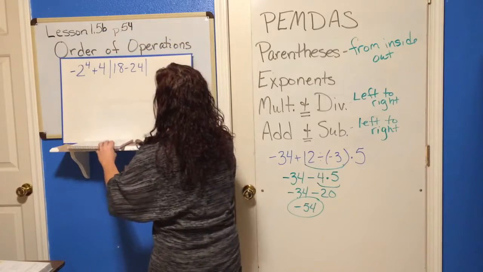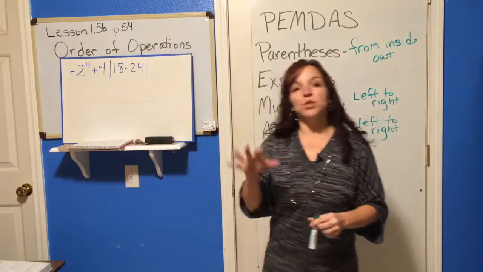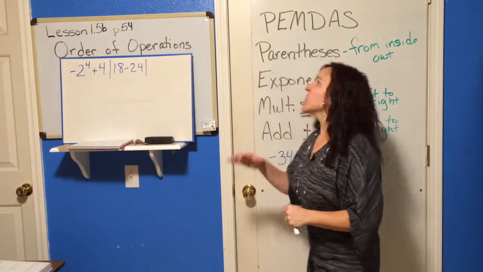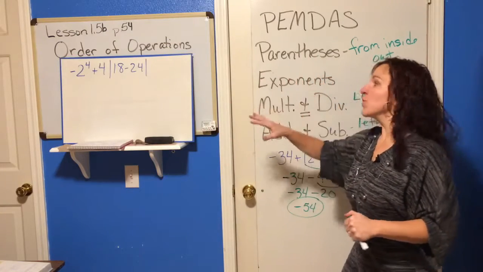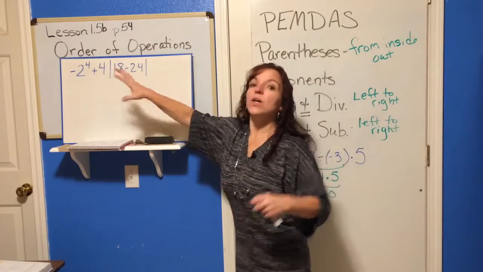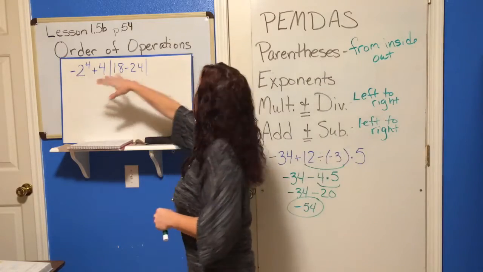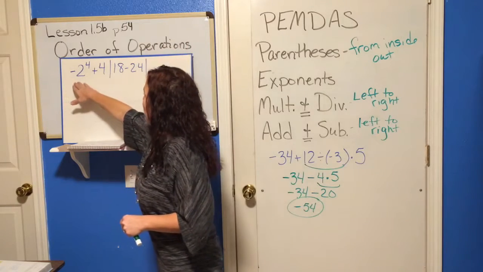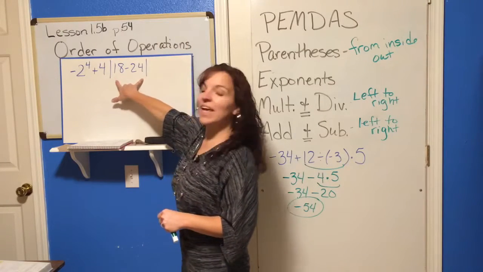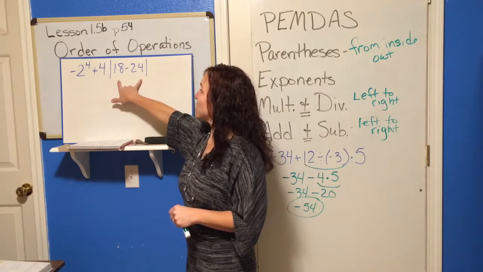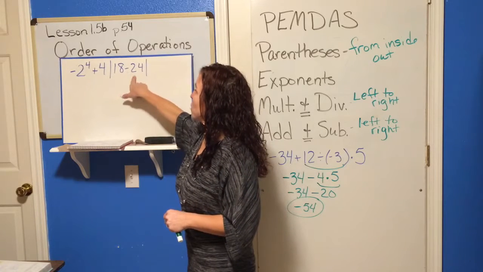Something that you need to keep track of also is absolute values. Absolute values can work kind of like parentheses. So you've got to work what's in them first before you can combine them with the rest of the problem. So in this case, we're looking for parentheses, and there's no parentheses, but there is an absolute value. So work out what's in that absolute value. 18 minus 24.